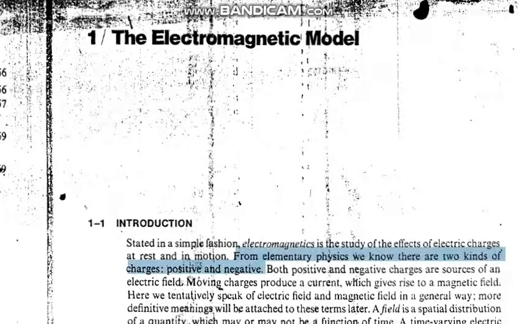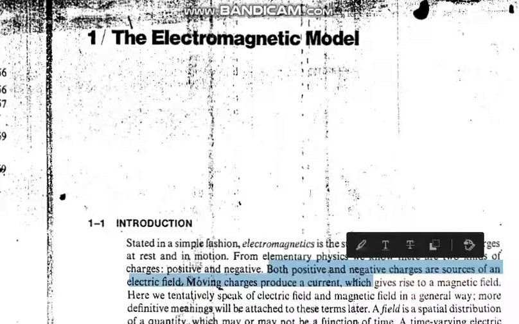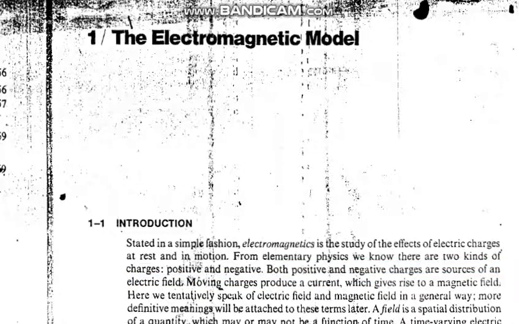From elementary physics we know there are two kinds of charges, positive charge and negative charge. Both positive and negative charges are the source of an electric field. So moving charges produce a current. That is the first thing.